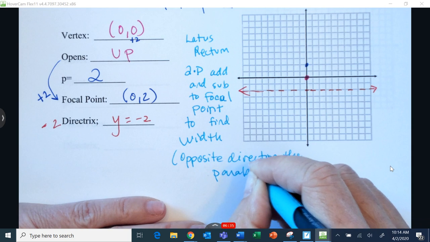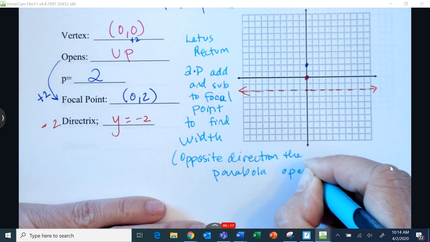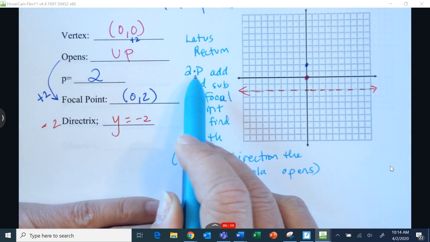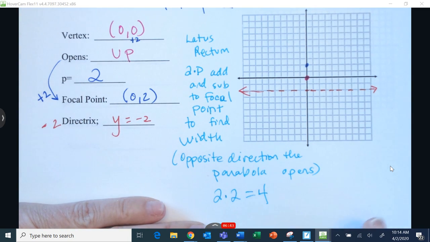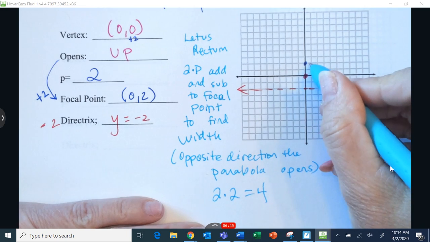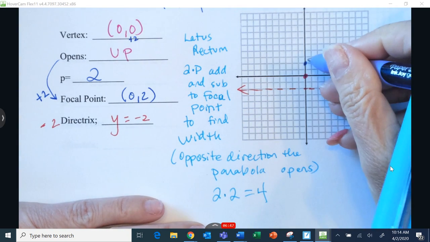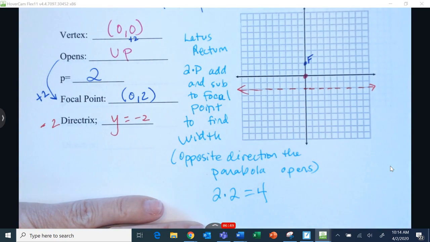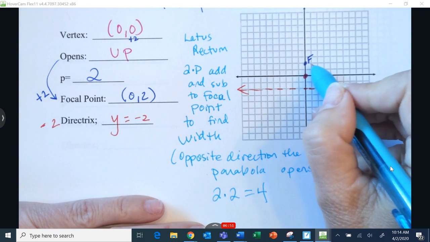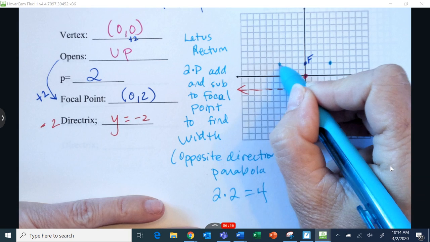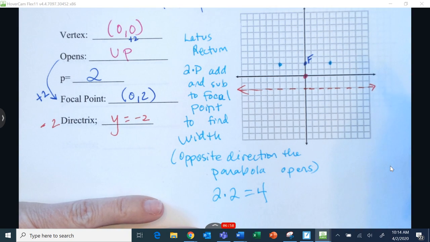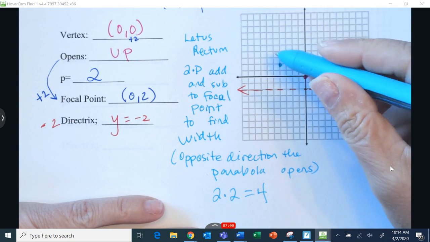So if I do 2 times my p-value, I'm going to do 2 times 2, which is 4. And I go to my focus, which, it'd be nice if I labeled it so then I could not get confused between the points. I go to my focus and I go out 4 in both directions.